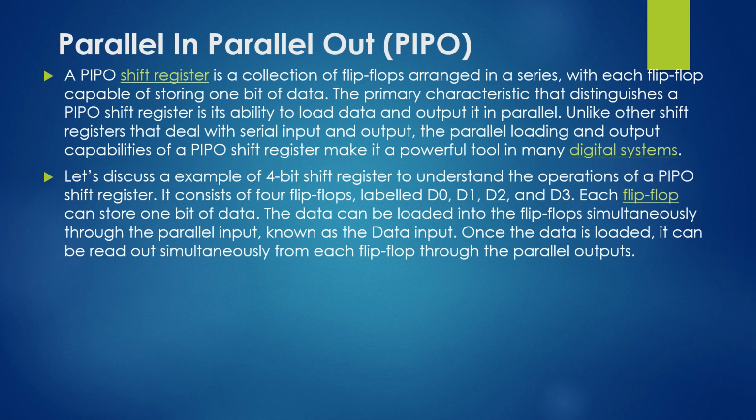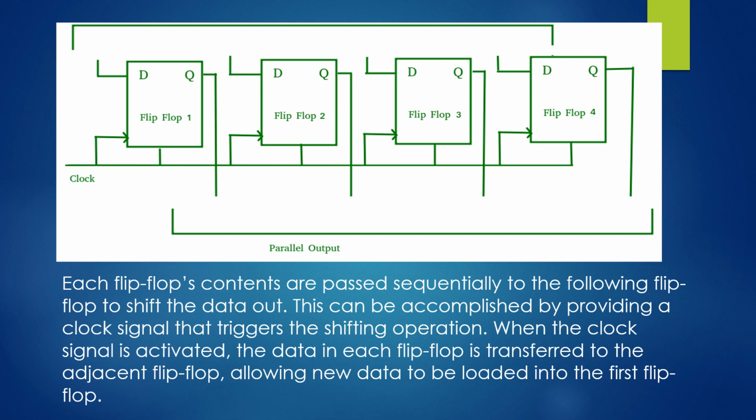An example of a 4-bit shift register is given to understand the operation of the PIPO shift register. The inputs are labeled as D0, D1, D2, and D3. Each flip-flop can store one bit of data. The data can be loaded into the flip-flops simultaneously through a parallel input, known as the data input. Here you can see the logic circuit diagram of the PIPO.